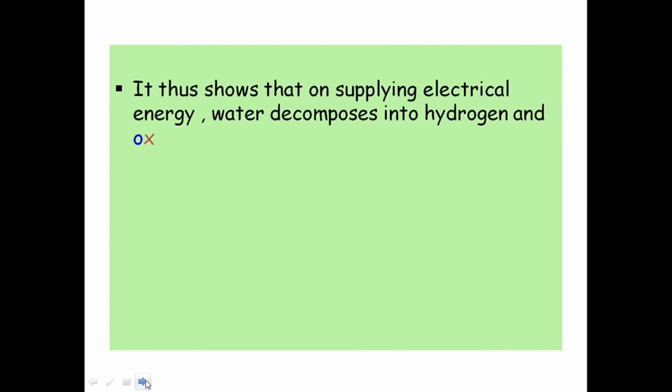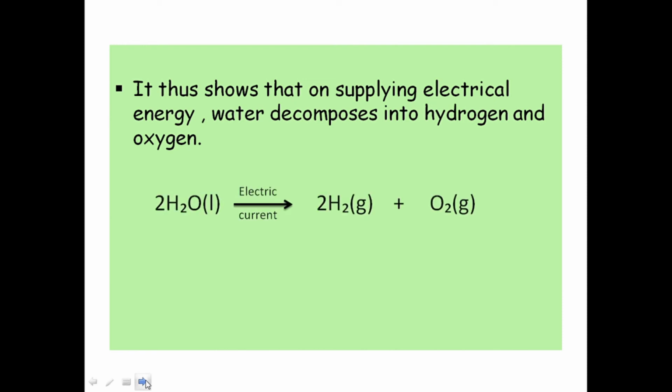So when we supply electrical energy, the water decomposes into hydrogen and oxygen gases respectively. The reaction is shown like this. We have H2O, and H2 gas and O2 gas are liberated, and we need to write electric current over here because it is a form of energy which is making this reaction work. Otherwise the reaction will not take place. This is the reaction of the electrolysis of water, a type of decomposition reaction in which energy is provided to the starting material, or the reactant, in the form of electricity.